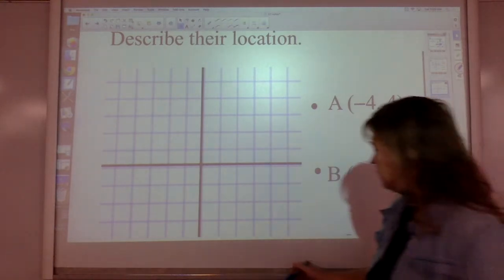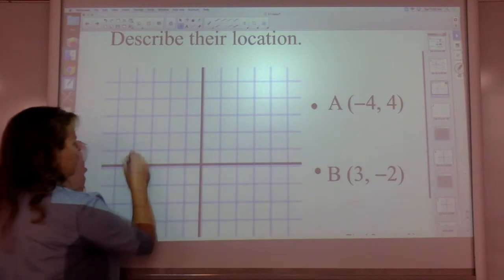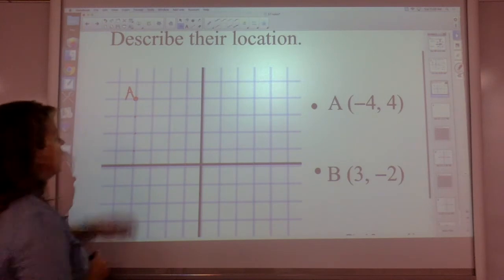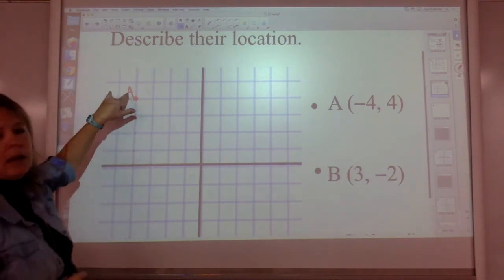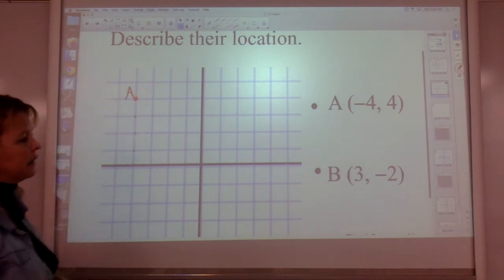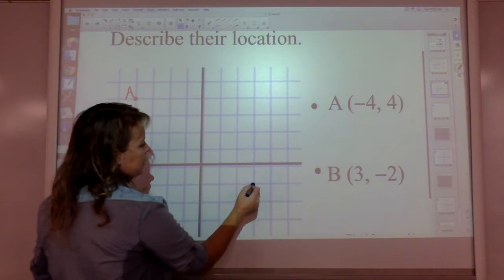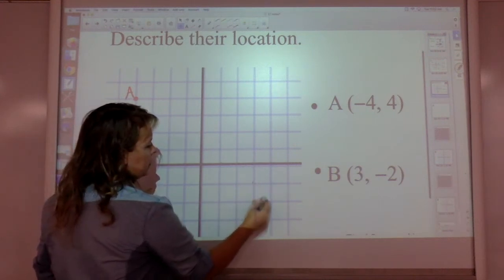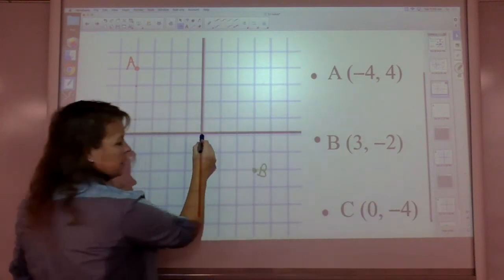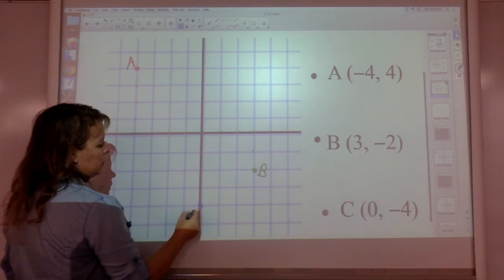All right, come back from pausing the video. A should be at -4, 4, left 4, up 4. When it says label it, you have to put an A by it. Don't put -4 and 4 by it. We already know that because it went left 4, up 4. All it needs is a capital A. B, to the right 3, down 2, gets a B. C, over 0, didn't move over at all, but went down 4 spaces, and there's C.